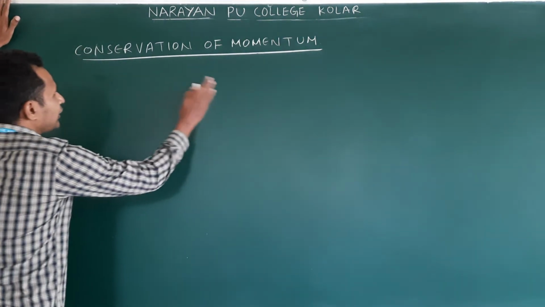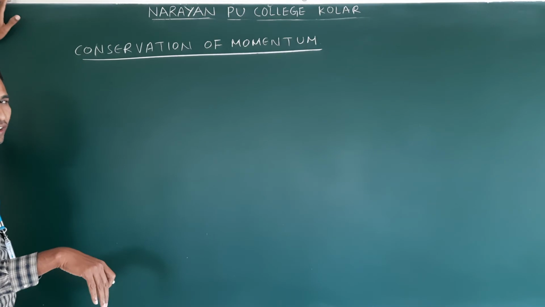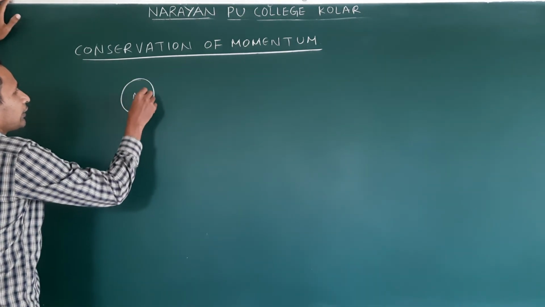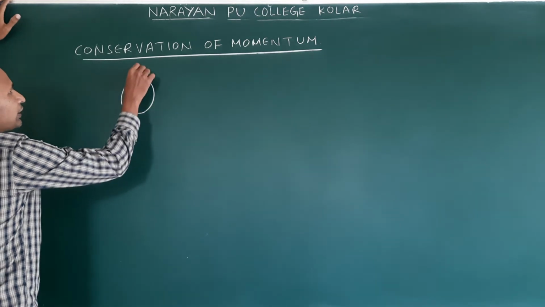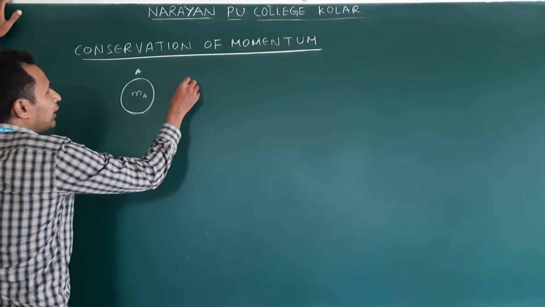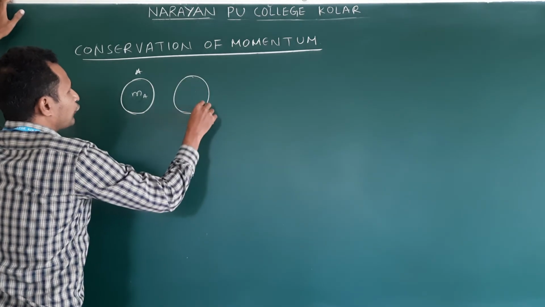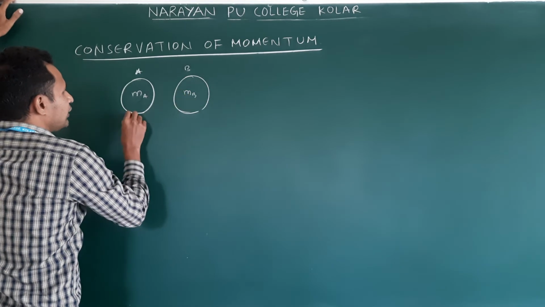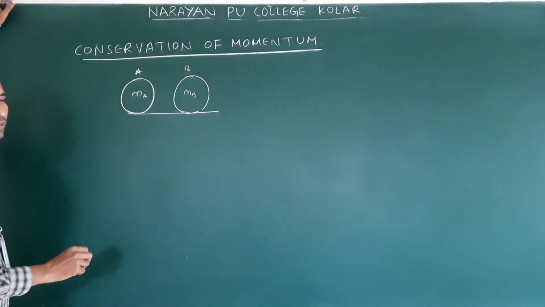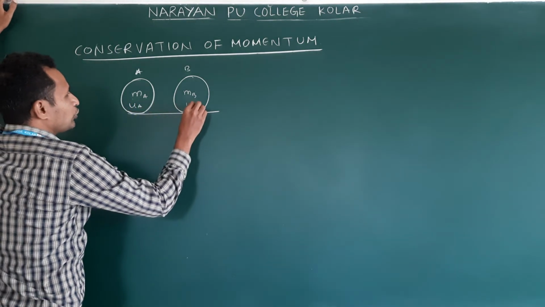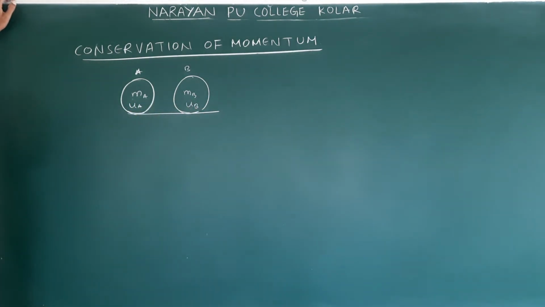Okay, this figure is not given in the textbook, but to understand, I am drawing it here. This is an object A, with mass Ma. Another object, B, with mass Mb. These two are moving. Clear? This one is moving with UA and this one is moving with UB.